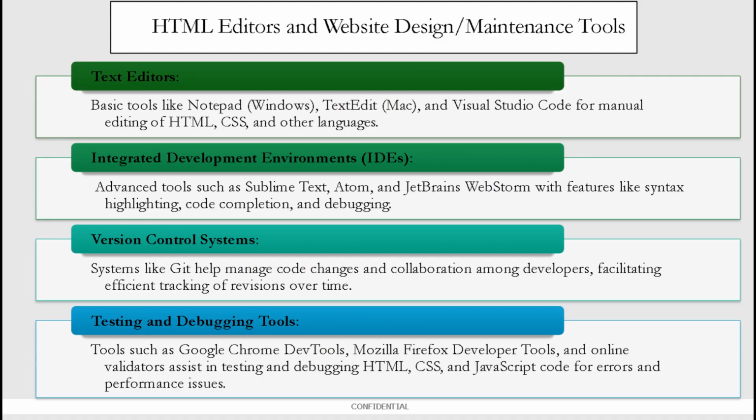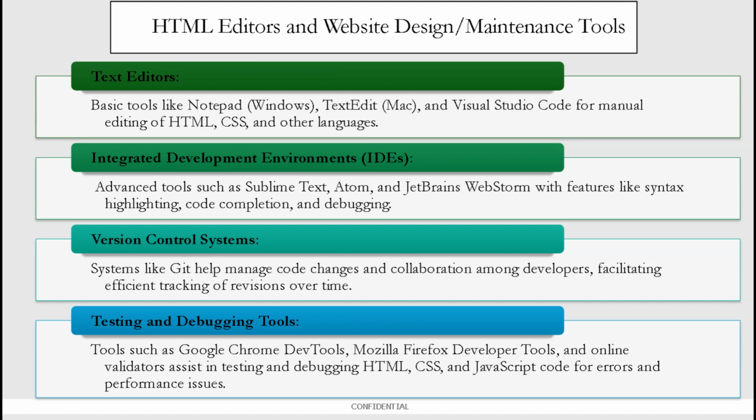We are going to start off with HTML editor and website design or maintenance tools that we used for our project. For quick edits and simple tasks, we utilize lightweight text editors like Visual Studio Code, offering manual editing of HTML, CSS, and other languages. To handle more complex development tasks efficiently, we rely on feature-rich IDEs such as JetBrains WebStorm, providing advanced features like code completion, debugging, and project management. Git is our primary version control system, facilitating collaboration, tracking revisions, and maintaining project integrity among multiple developers. And lastly, we employ Google Chrome Dev Tools and Firefox Developer Tools for testing and debugging HTML, CSS, and JavaScript.